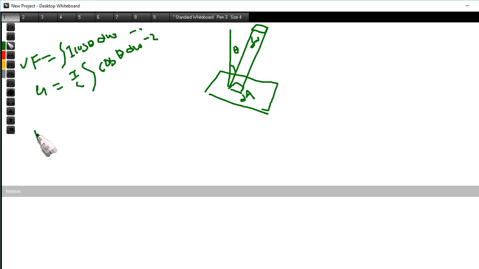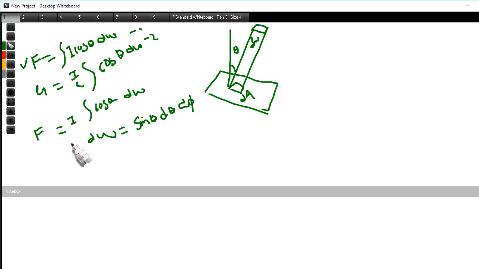First I'll solve this. F will be equal to, if I assume that the medium is isotropic, so I can take out the I, then the remaining cos theta and d omega. d omega is always equal to sine theta d theta d psi. If I consider it as a spherical case, I can rewrite this as I, that is sine theta cos theta, and d psi goes from 0 to 2 pi, and theta goes from 0 to pi by 2.